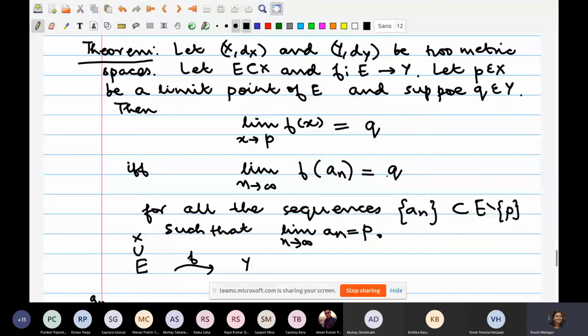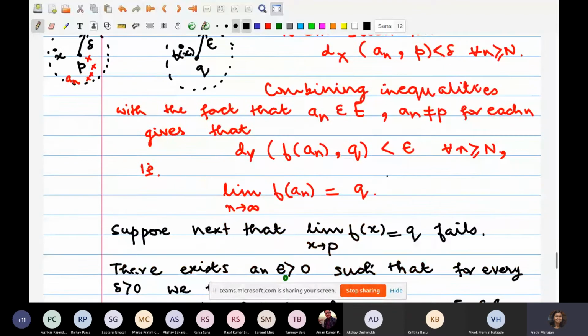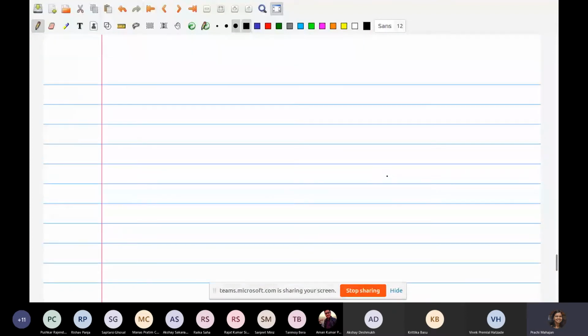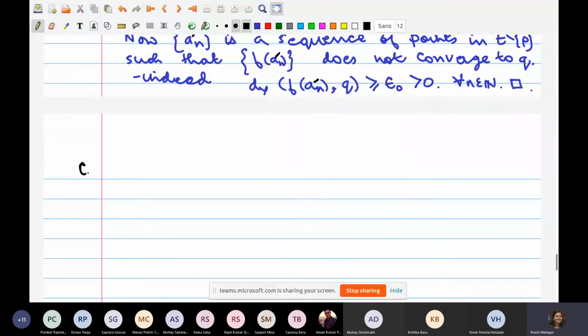Okay, so if that is the case, we record an immediate corollary of the theorem, which says that limits are unique if they exist. Because limits of sequences are unique is what we have already seen when we were discussing sequences. So I'll just write this corollary. The limits of a function. I am talking about limits of a function.